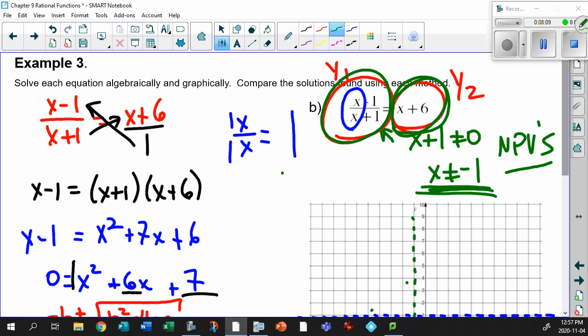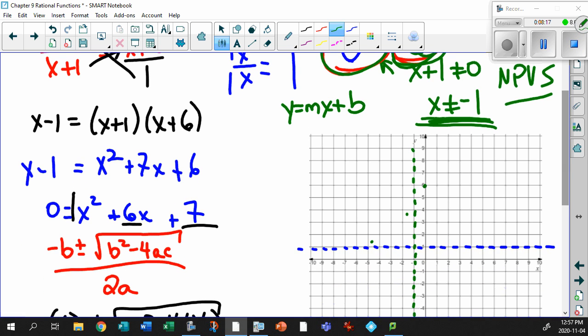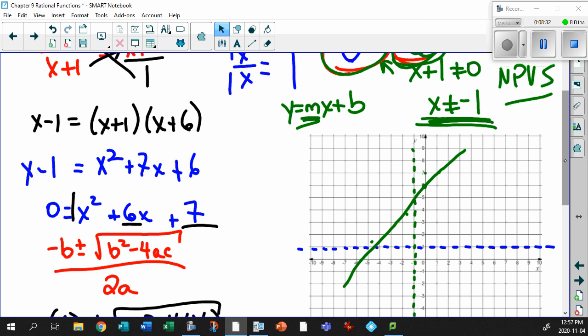Well, x plus 6 is simple. That's in the y equals mx plus b form. There's my y-intercept at 6. Boom. Rise of 1, run of 1. That's my slope, right? And look at this, I'm going to have a graph that goes down, as best as I can through there. Boy, that's a pretty pitiful graph, but oh well. Then I know that this guy comes along here, up like that.